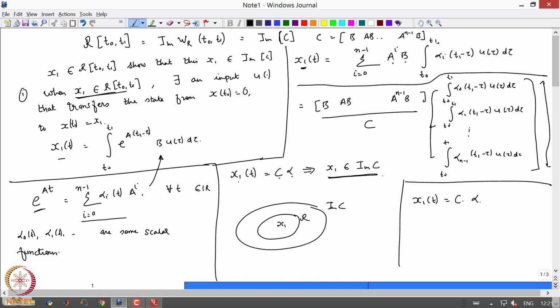So, I can compute these alphas because these alphas directly come from e power at. Once I know e power at, once I know A, I can compute what these alphas are. So, what is unknown here? The unknown here is, does there exist an input u which will steer my system to x1 in some finite time t1? Essentially, I am solving for an equation like this.